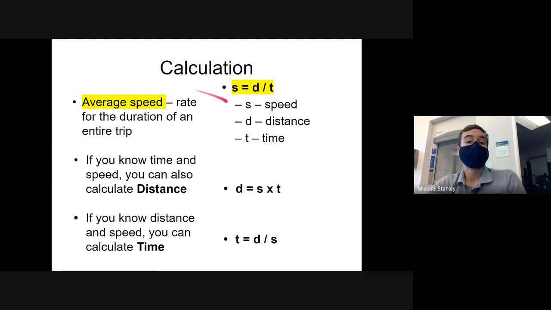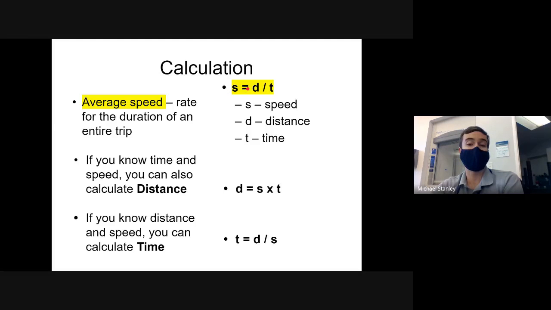So, for example, if I managed to travel 500 meters in 5 seconds, then my average speed would be 500 meters of distance divided by 5 seconds of time, which would give me 100 meters per second, which is pretty fast. So distance divided by time will tell us our speed.